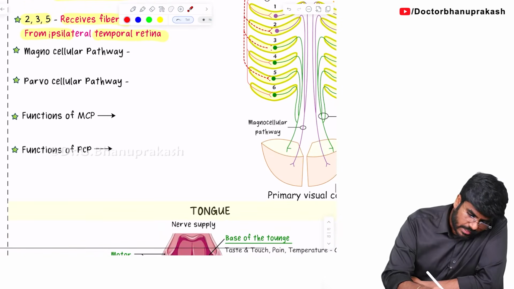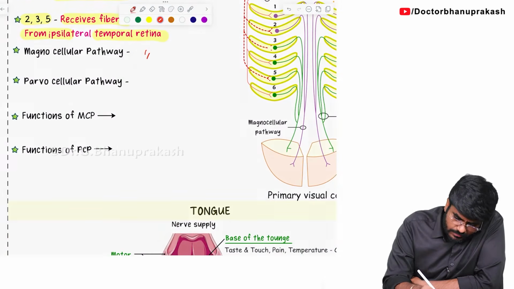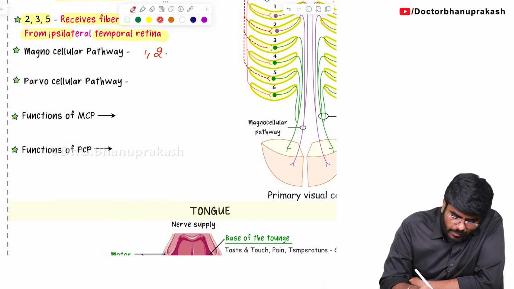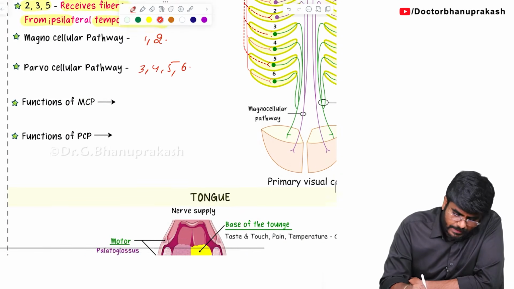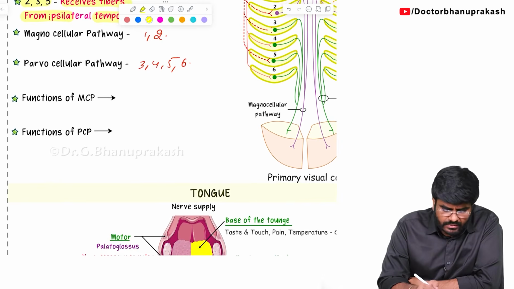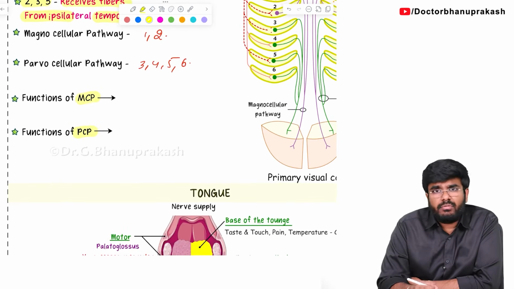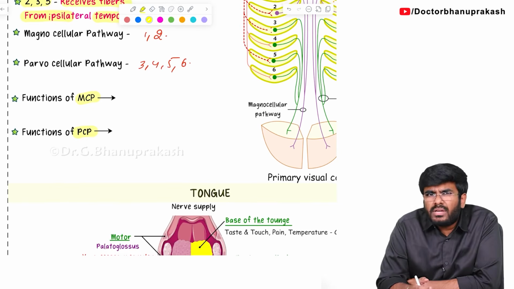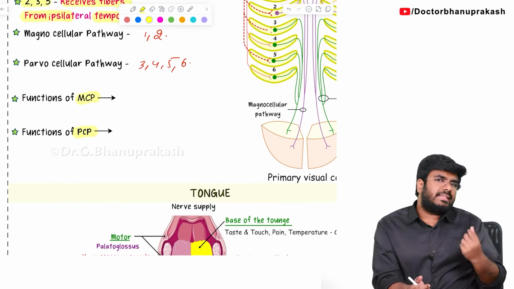So write magnocellular pathway from layer number 1 and 2 and parvocellular pathway from layer number 3, 4, 5, 6. Now you will have it. So okay sir, finally we understand there is a magnocellular pathway and a parvocellular pathway, fine. But what is the importance of these pathways? What exactly are they doing?